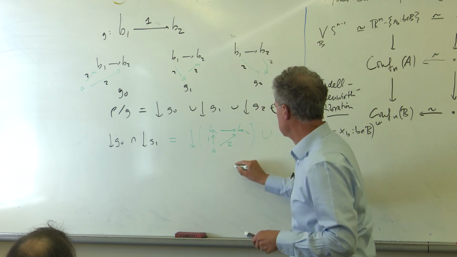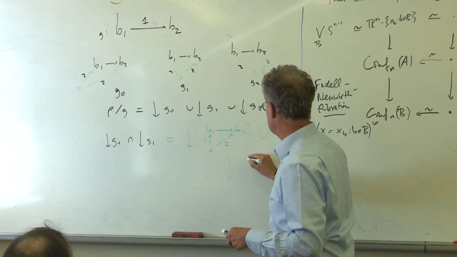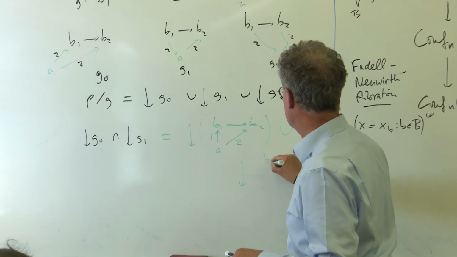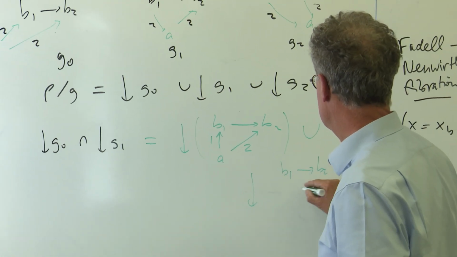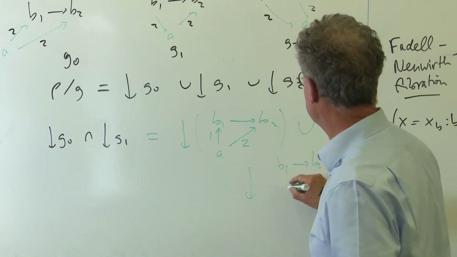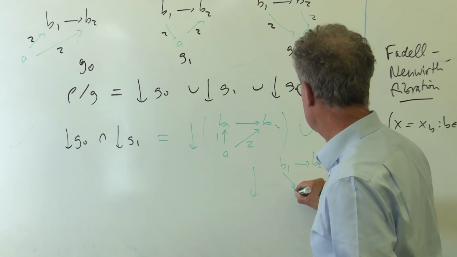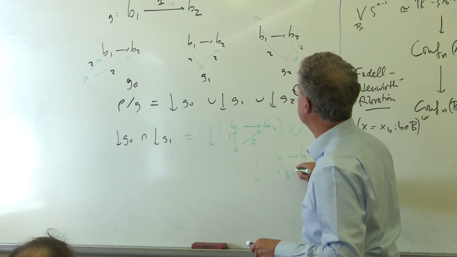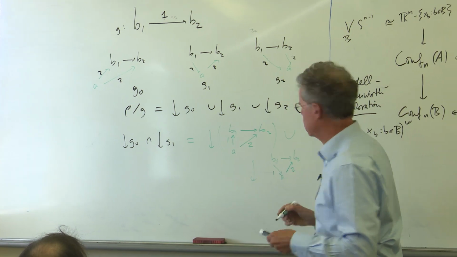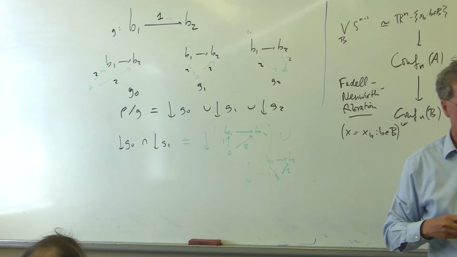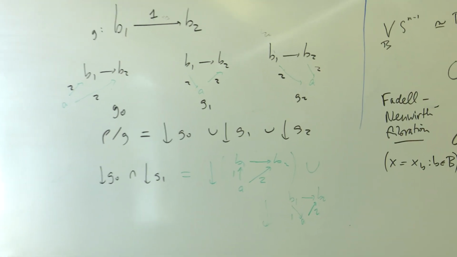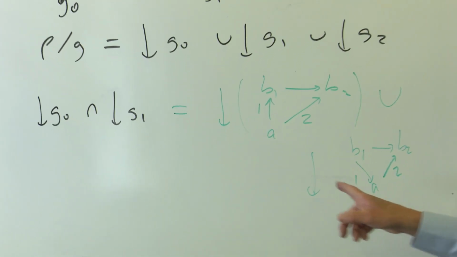Union, down, B1, B2. Where is A? A, 1, 2. Okay? Are you with me? Okay.